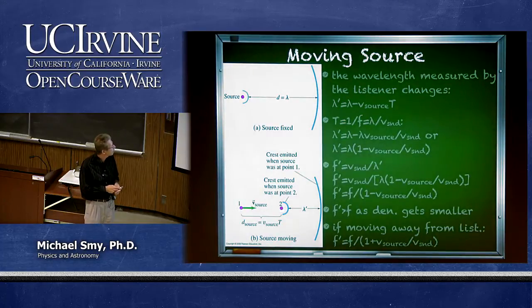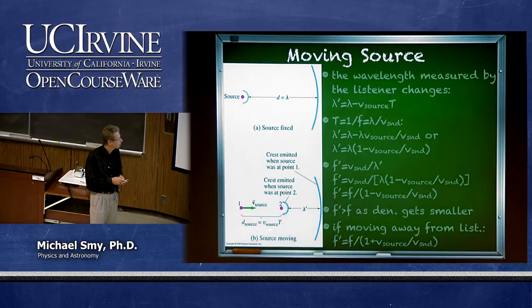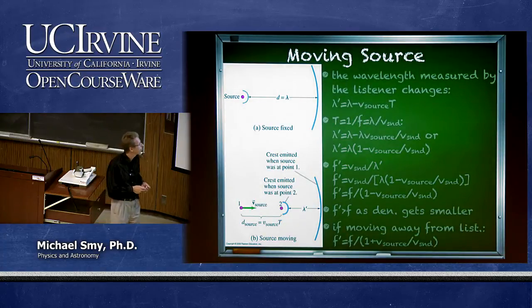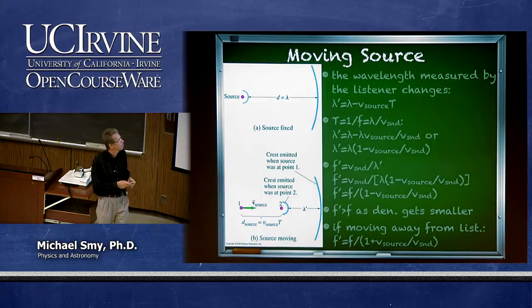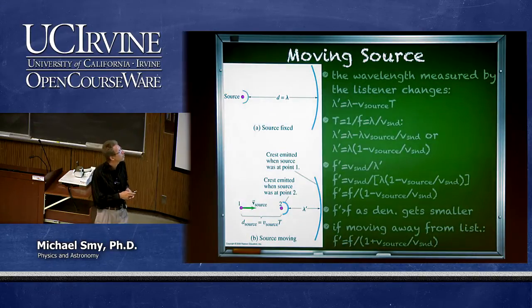Because by the time we hear this crest, the source has moved a little bit, and when we now measure the distance to the next crest, it's somewhat closer than it was before. And it is closer by the speed of the source times the time between two crests, which is the period of the wave. So in other words, lambda, the wavelength, appears to be shorter by the distance v source times the period of the wave.